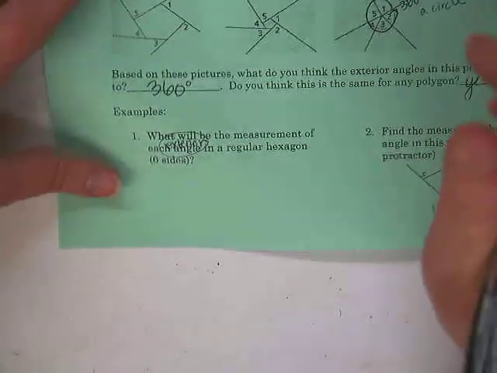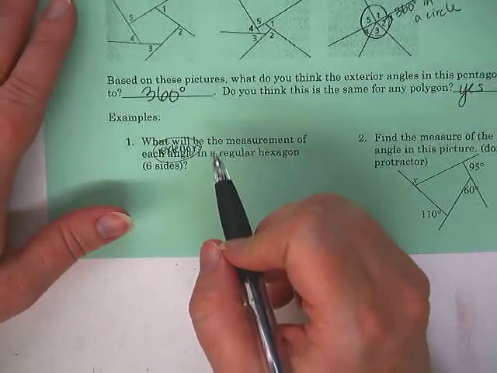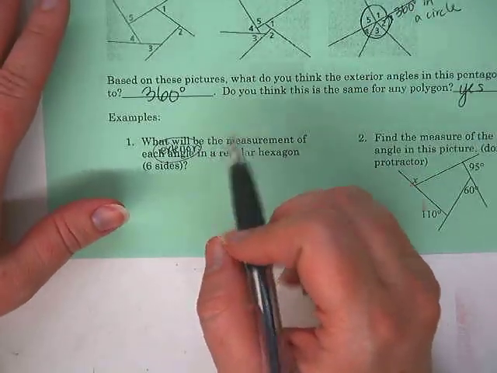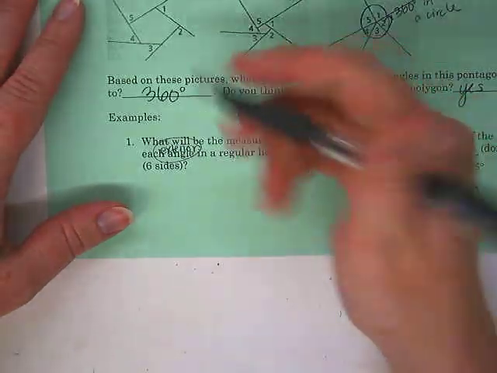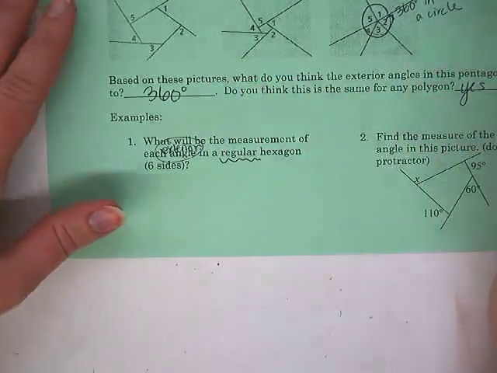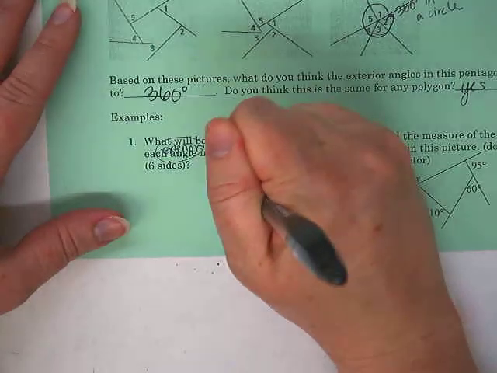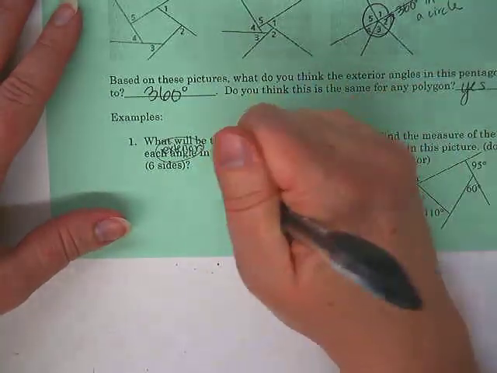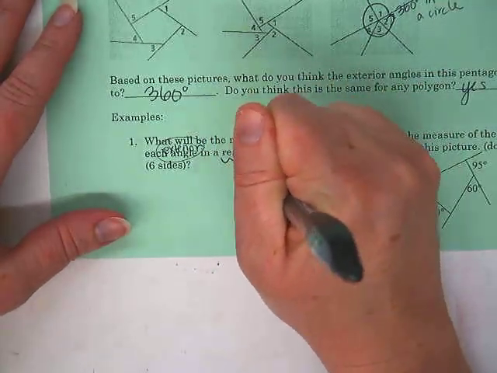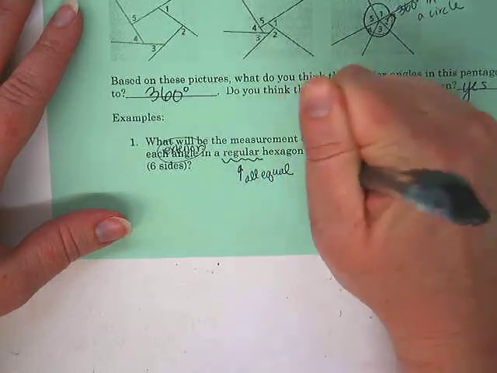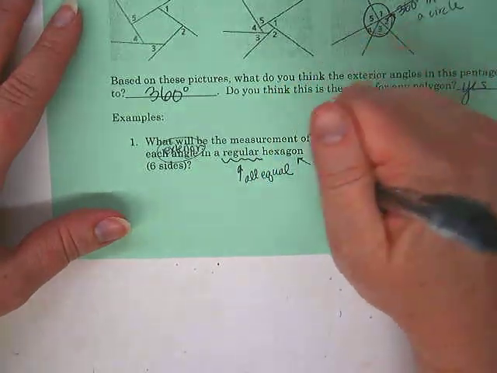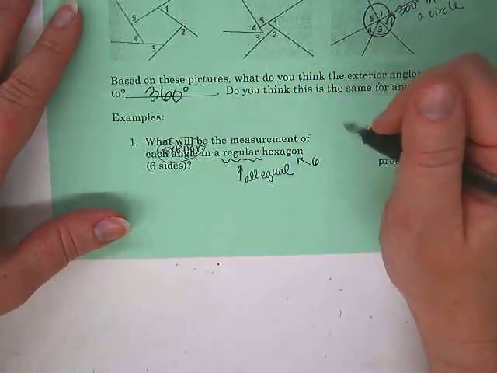Okay, how many sides does a hexagon have? 6 sides. Okay. Also, it says regular hexagon. What does that mean? What does regular hexagon mean? All equal. They are all equal. What does hexagon mean again?